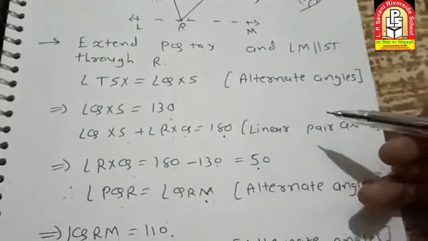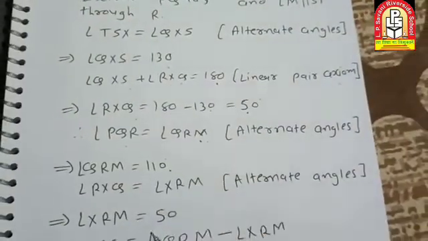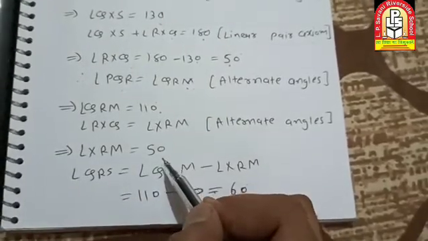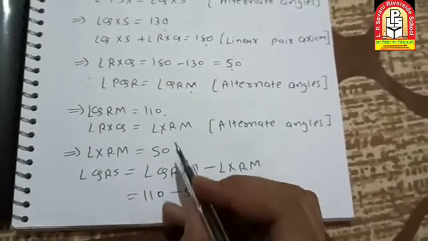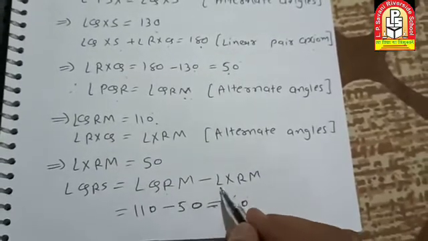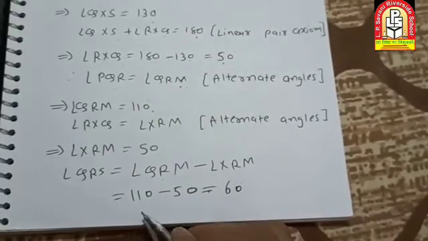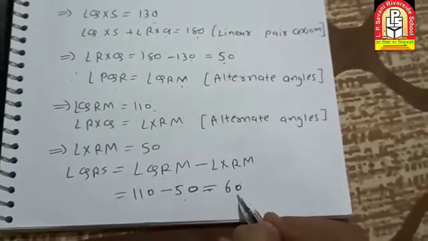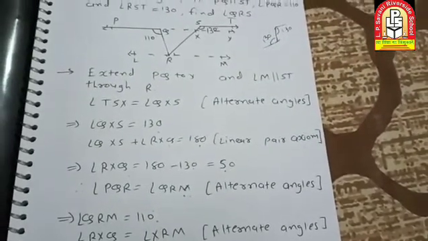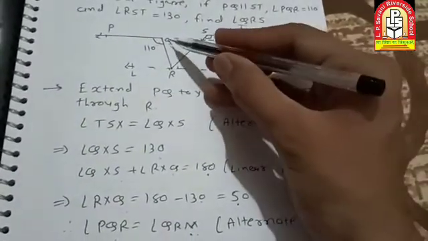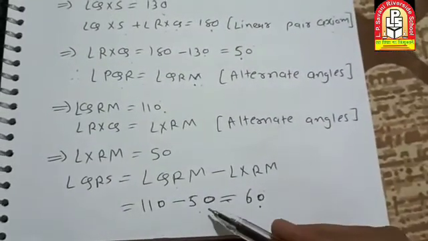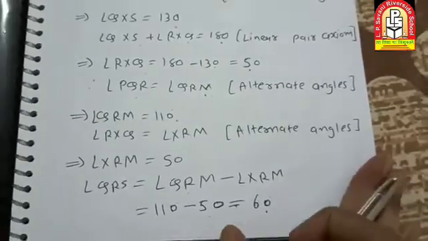Okay. After that, XRM is 50. So QRS is equal to QRX, which is equal to QRM minus XRM. So 110 minus 50, that is 60. In this way we can find the angle QRX. Okay, so angle QRS is 110 minus 50, that is 60.